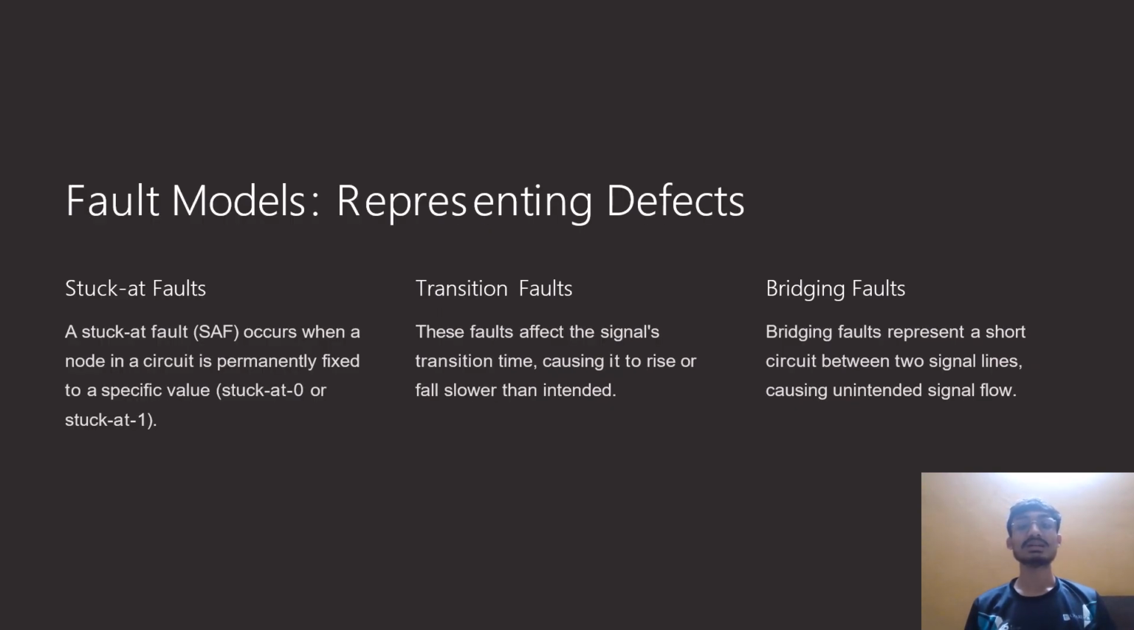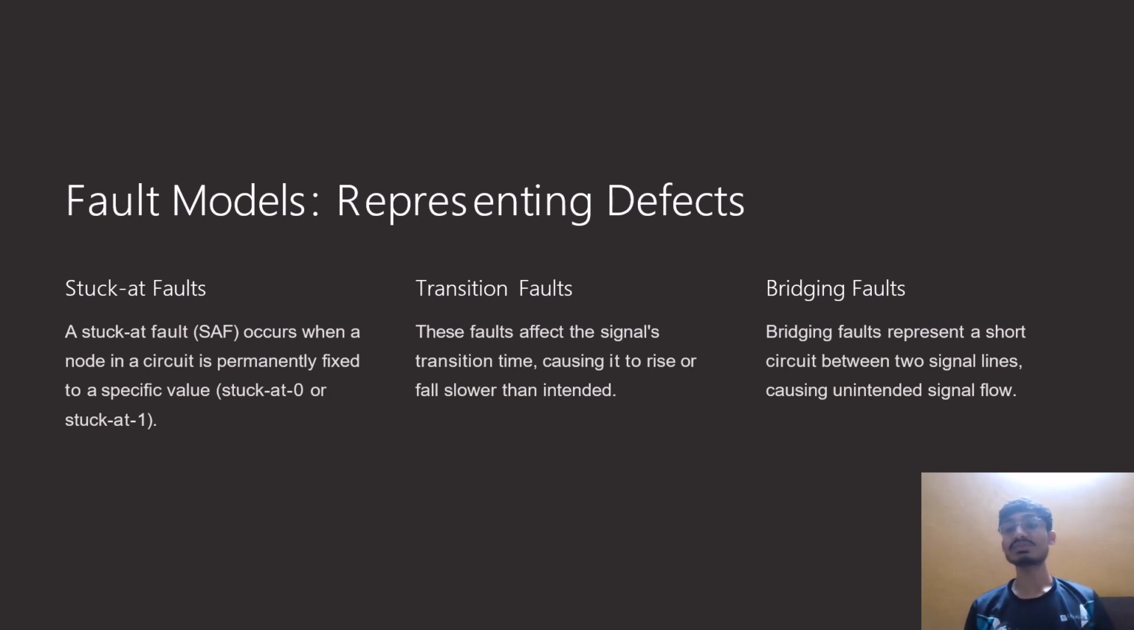Fault models representing defects. For example, stuck at faults. A stuck at fault, also called SAF, occurs when a node in a circuit is permanently fixed to a specific value, stuck at 0 or stuck at 1. Another example is transition faults. These faults affect the signal's transition time, causing it to rise or fall slower than intended.